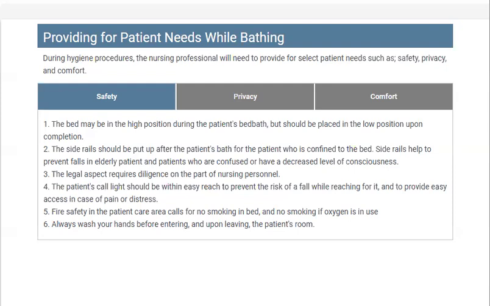4. The patient's call light should be within easy reach to prevent the risk of a fall while reaching for it, and to provide easy access in case of pain or distress. 5. Fire safety in the patient care area calls for no smoking in bed, and no smoking if oxygen is in use. 6. Always wash your hands before entering and upon leaving the patient's room.